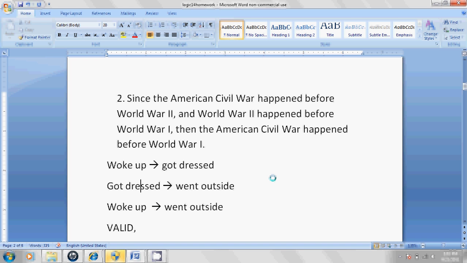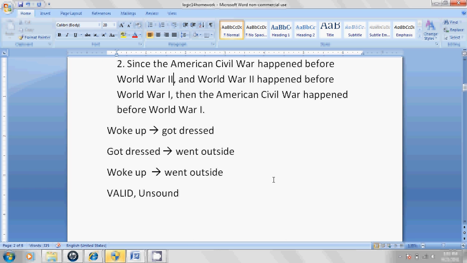Well, in this case, one of these premises, World War II happened before World War I, is not true, so it's unsound. It doesn't matter that the conclusion is true, the Civil War happened before World War I. All it matters is if one of the premises is false, and even if the conclusion is true, even if the other premise is true, it is unsound. Just remember, the fact that it reaches the conclusion, even a broken clock is right twice a day, is the old saying. Even if you have false premises, you can still reach a true conclusion. It happens. And this is a good example of that.